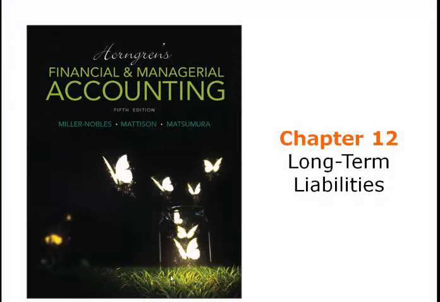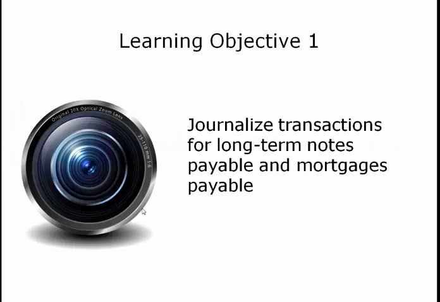But we've been going through the balance sheet, and what we're going to do now is look at long-term liabilities and what they mean. Remember, a liability is something that a business owes, and the normal balance is a credit balance. So we're going to talk first about how we journalize transactions for long-term notes payable and mortgages payable.